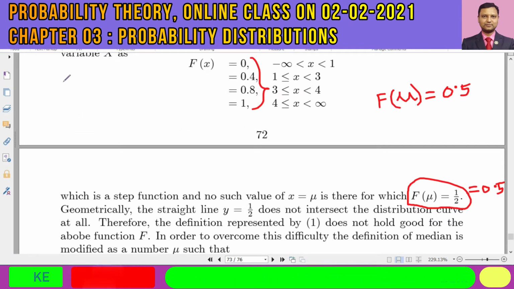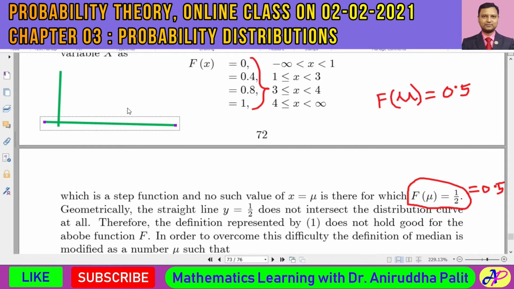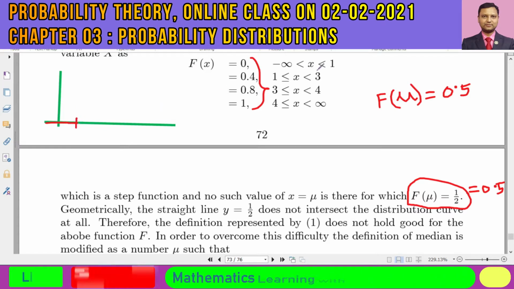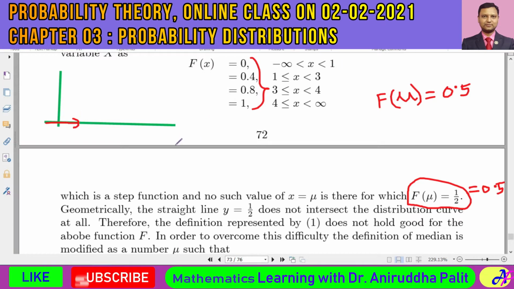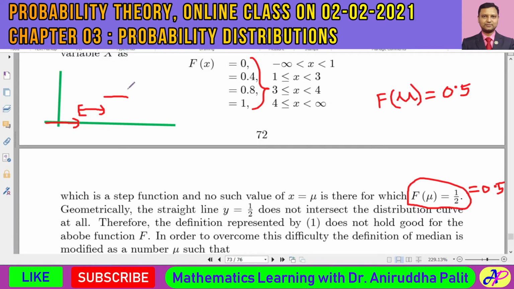What happens over here? Actually, you can consider this kind of coordinate axis, and if we want to draw the figure of the function capital F, we will find that from minus infinity to 1, in this first segment, if you consider this open interval, the value of the function F(x) is equal to 0. And then from 1 to 3, it may be this kind of curve. This is closed. Then from 3 to 4, this may be this kind of curve. And from 4 to infinity, it is equal to 1, like this.